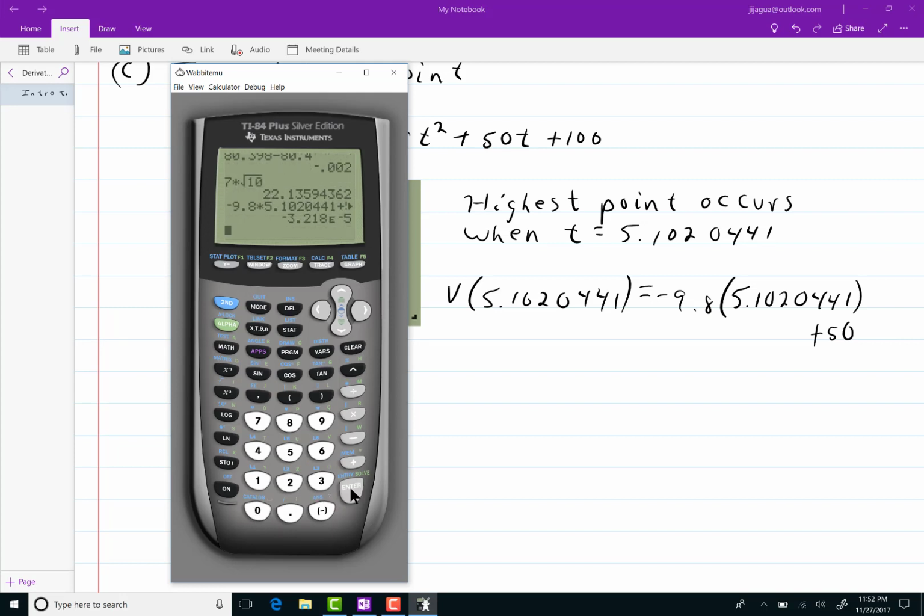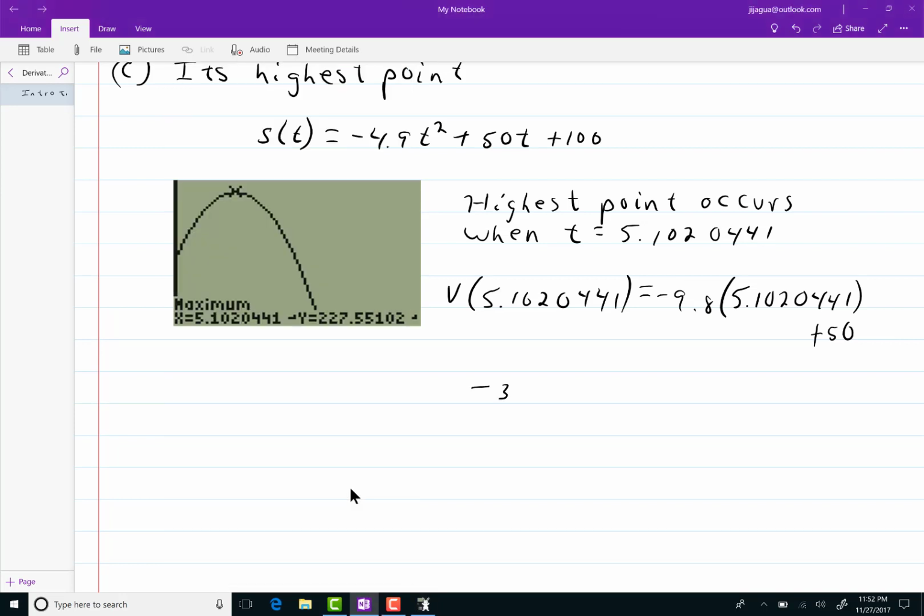This number that it outputs here, this negative 3.218 e negative 5, you have to read this as this e negative 5 means you move the decimal to the left 5 places. So what this really means is negative 0.00003218. You can see within calculator error that's trying to tell you that it's 0 meters per second. So you can see the velocity formula does work. That was real computation there.